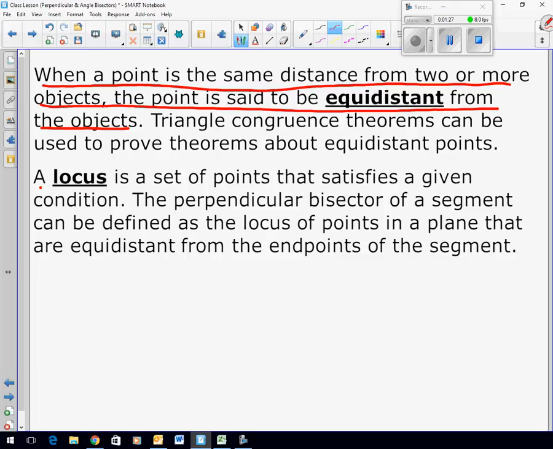And then get this down. A locus is a set of points that satisfies a given condition. So we have a perpendicular bisector of a segment, and it can be defined as the locus of points in a plane that are equidistant from the endpoints of the segment.